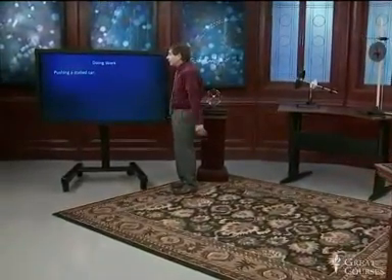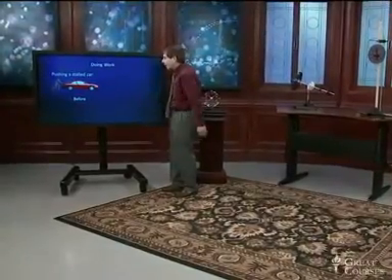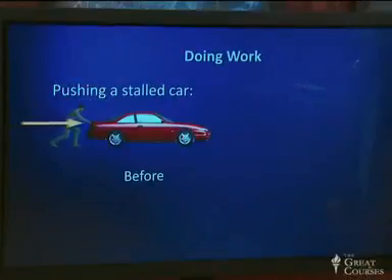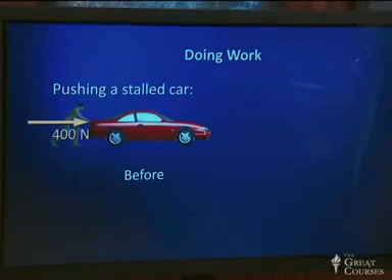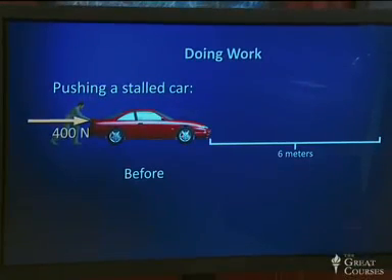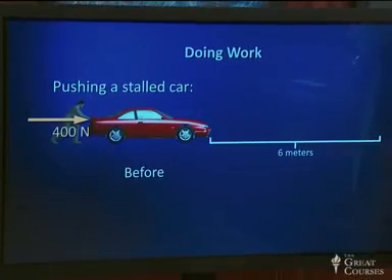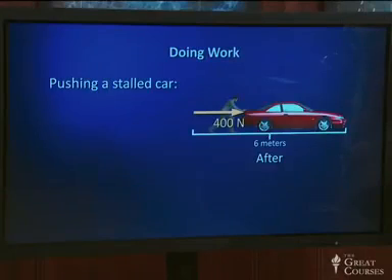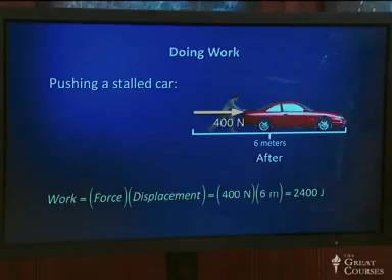So, simple example. You've got a stalled car. You're trying to push the car. So here you start out. You're going to apply a force of 400 newtons to this stalled car. You're going to push it a distance of 6 meters, about 18 feet. So there we are afterwards. We've exerted a force of 400 newtons. The force is in the same direction as the car moved.